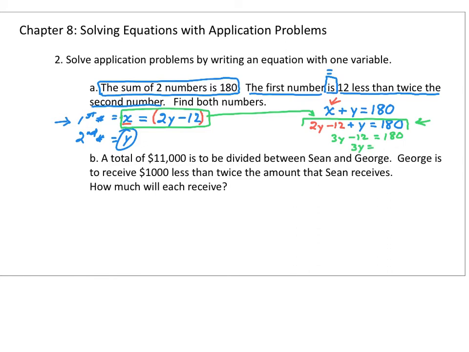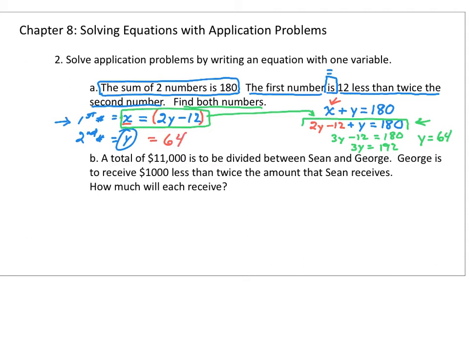3y equals 180 plus 12 is 192. And then divide by 3 to get y equals 192 divided by 3, which should be about 64. So if y is 64, now it says find both numbers, so be sure to do that. So the second number, y, is 64.